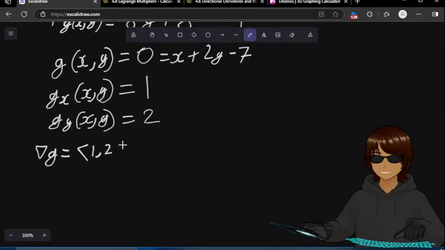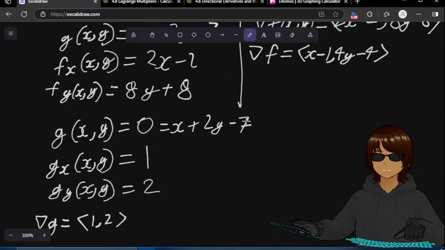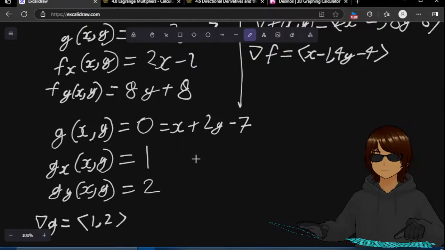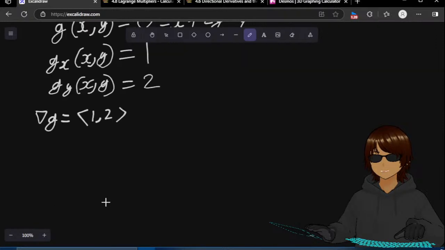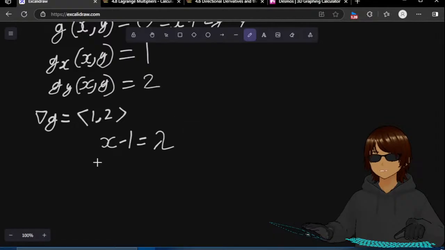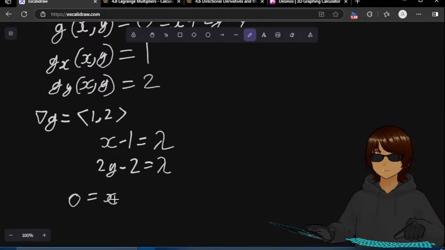x, y. Now we need to bring this and this together. x minus 1 is equal to lambda times 1. y minus 4 is equal to lambda times 2. So, and we have this plus 2y minus 7.